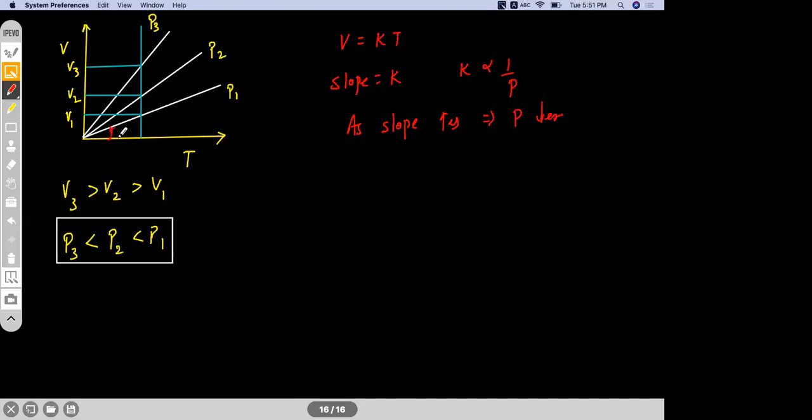This is the angle, the slope we have. We have maximum slope for P3. It means P3 is minimum and hence the same order we have. Both ways you can do.